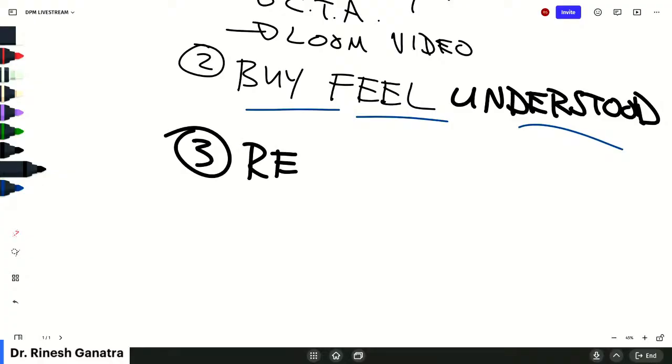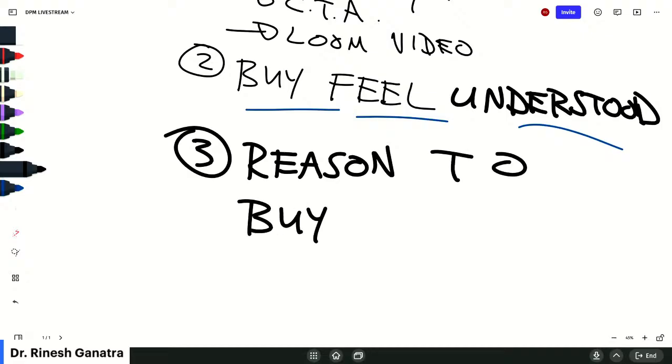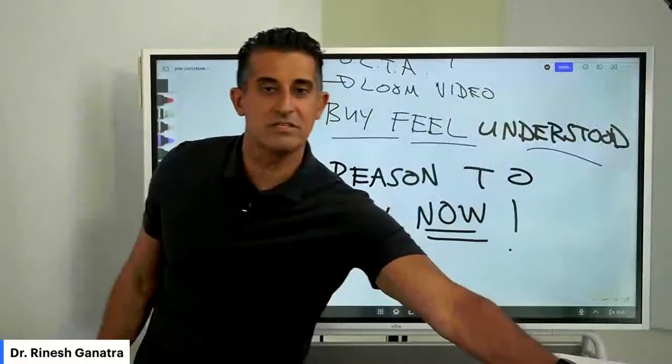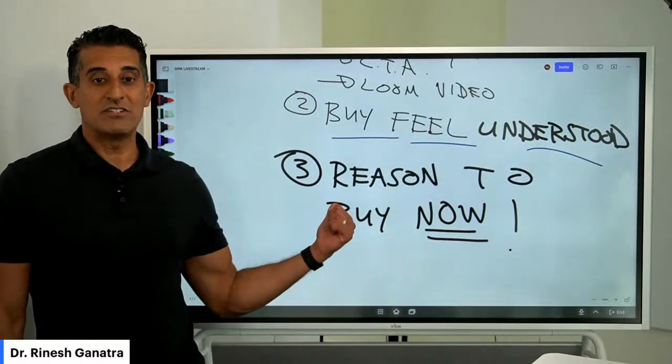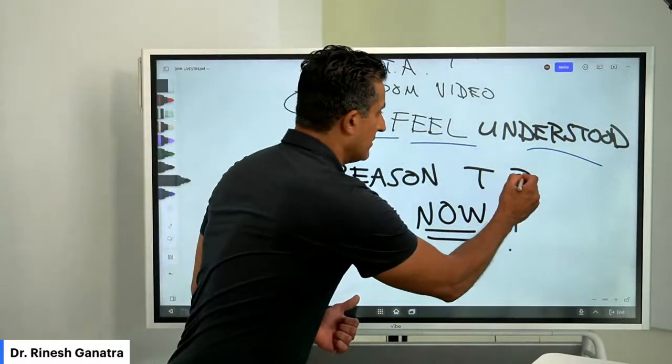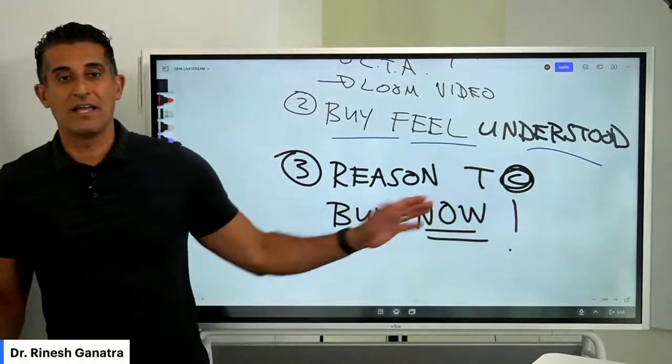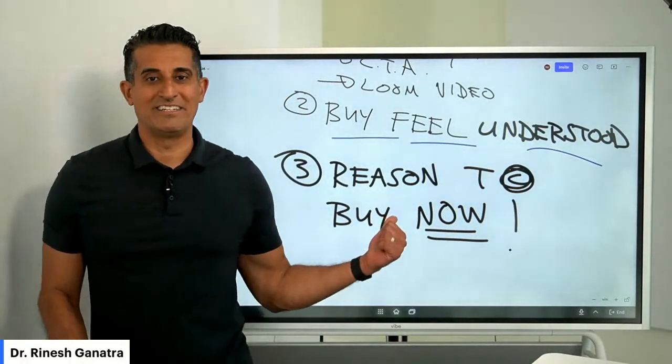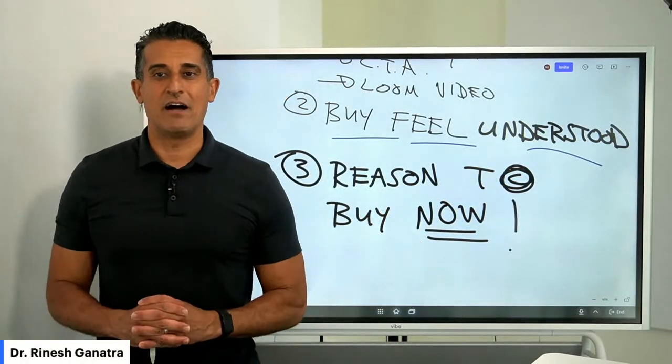And what does that mean? I'll give you an example. To buy now, they have to do it now. Why not? What's the reason? Can I wait on it 6 months? People buy when there's a reason to buy now. You guys could read my writing. So what's the reason to buy now?